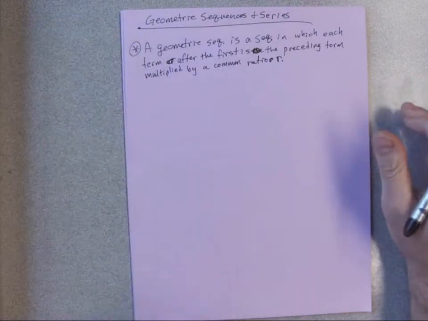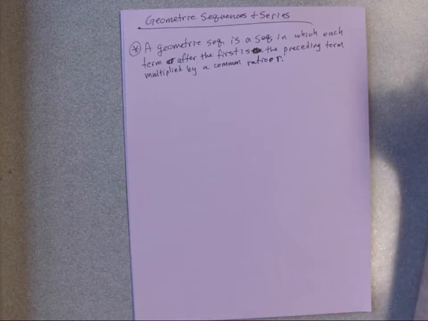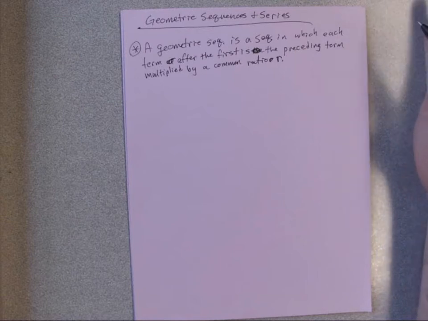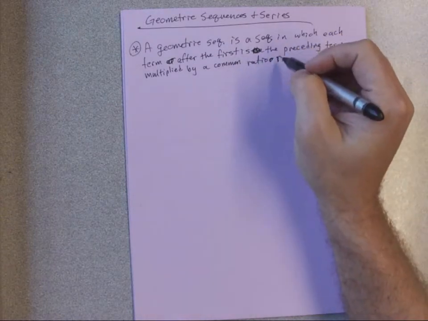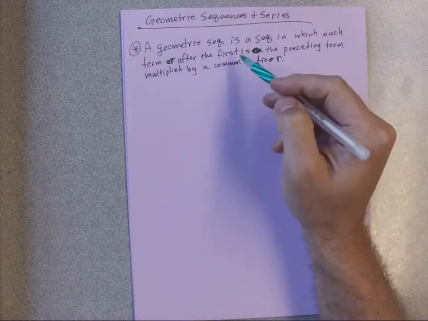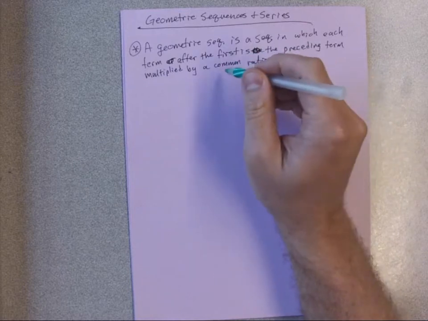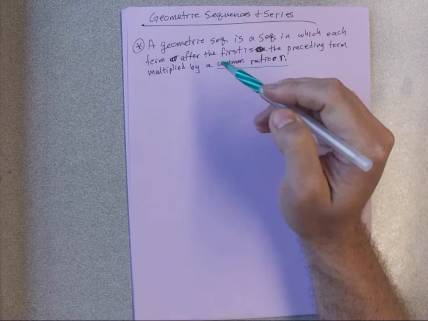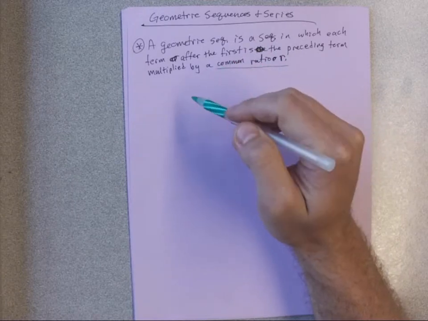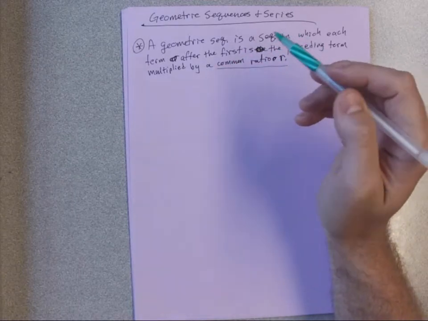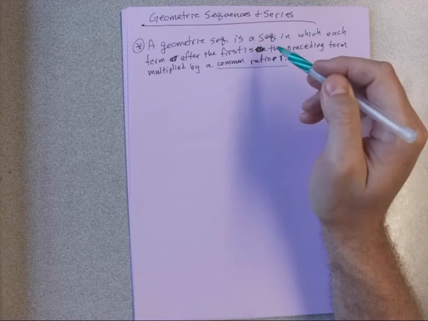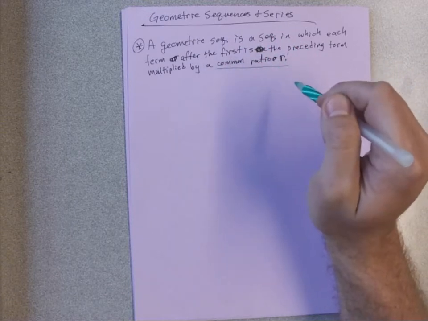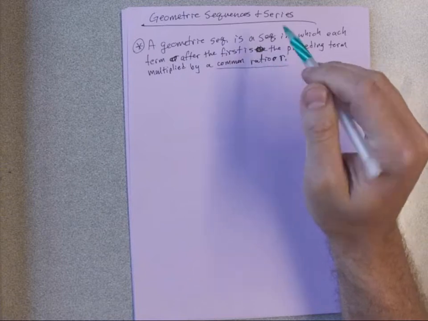Alright, so similar to arithmetic sequences, except here we're multiplying each term by a common ratio r. So earlier we had a common difference d, here we have a common ratio r. With the arithmetic sequence, we were adding the same number from term to term, or the difference was the same from term to term. Here with common ratio, the thing we're multiplying from term to term is the same, and that's called r.